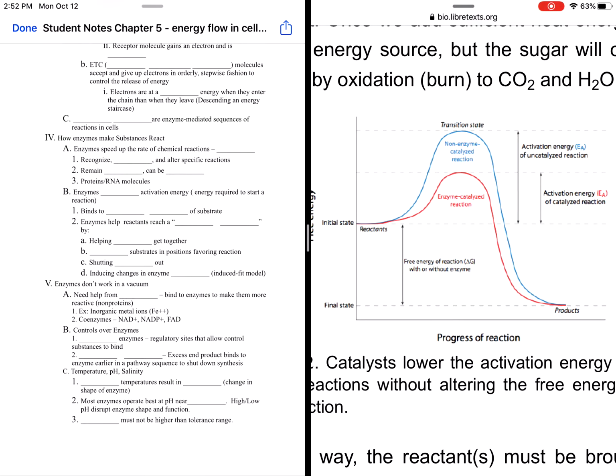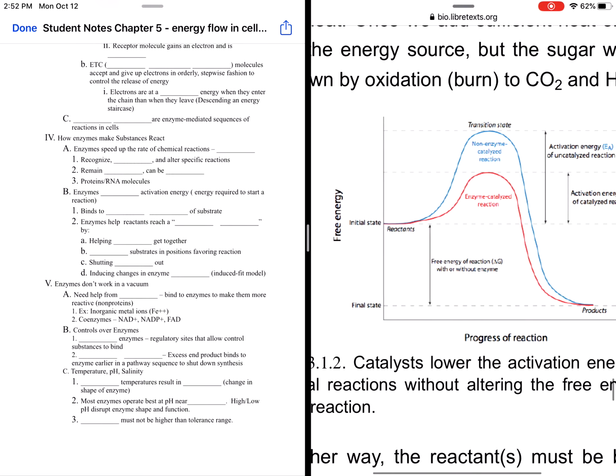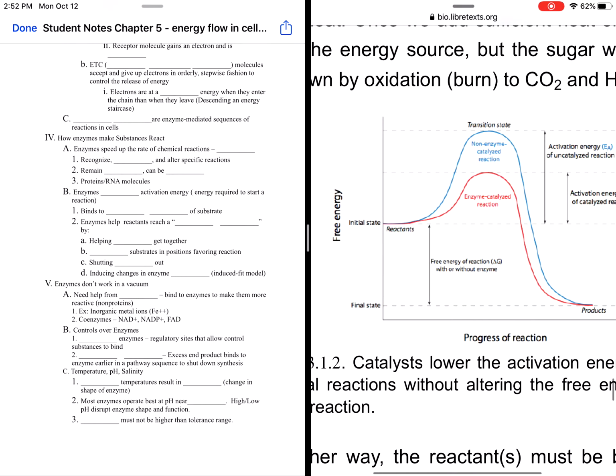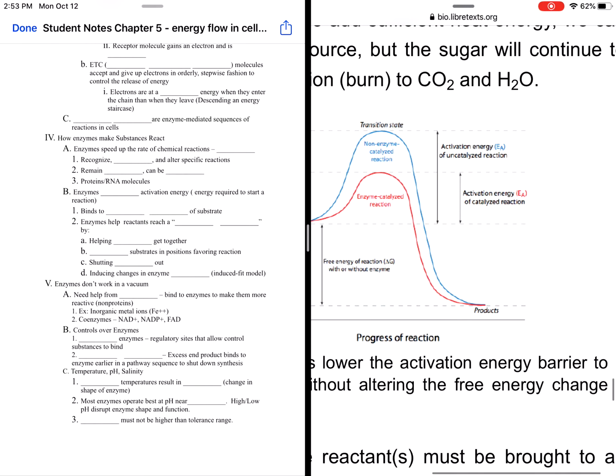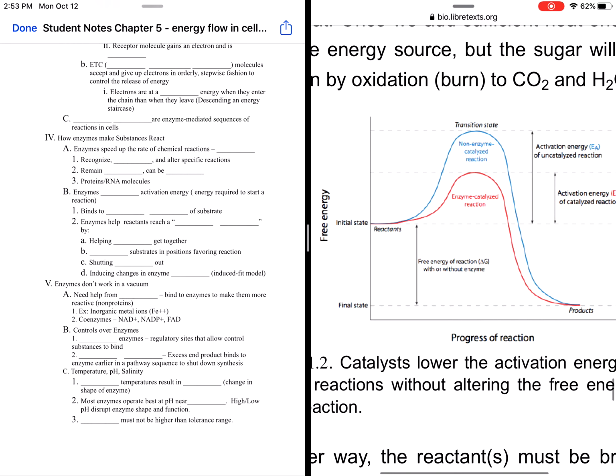And enzymes might be proteins, or they might be RNA molecules that other molecules will bond to, and then they'll work with the reaction. Our next point, enzymes will lower activation energy. And activation energy is the energy required to start a reaction. So here's my handy dandy little chart. You've got energy on your y-axis. You've got your progress of reaction on your x-axis.